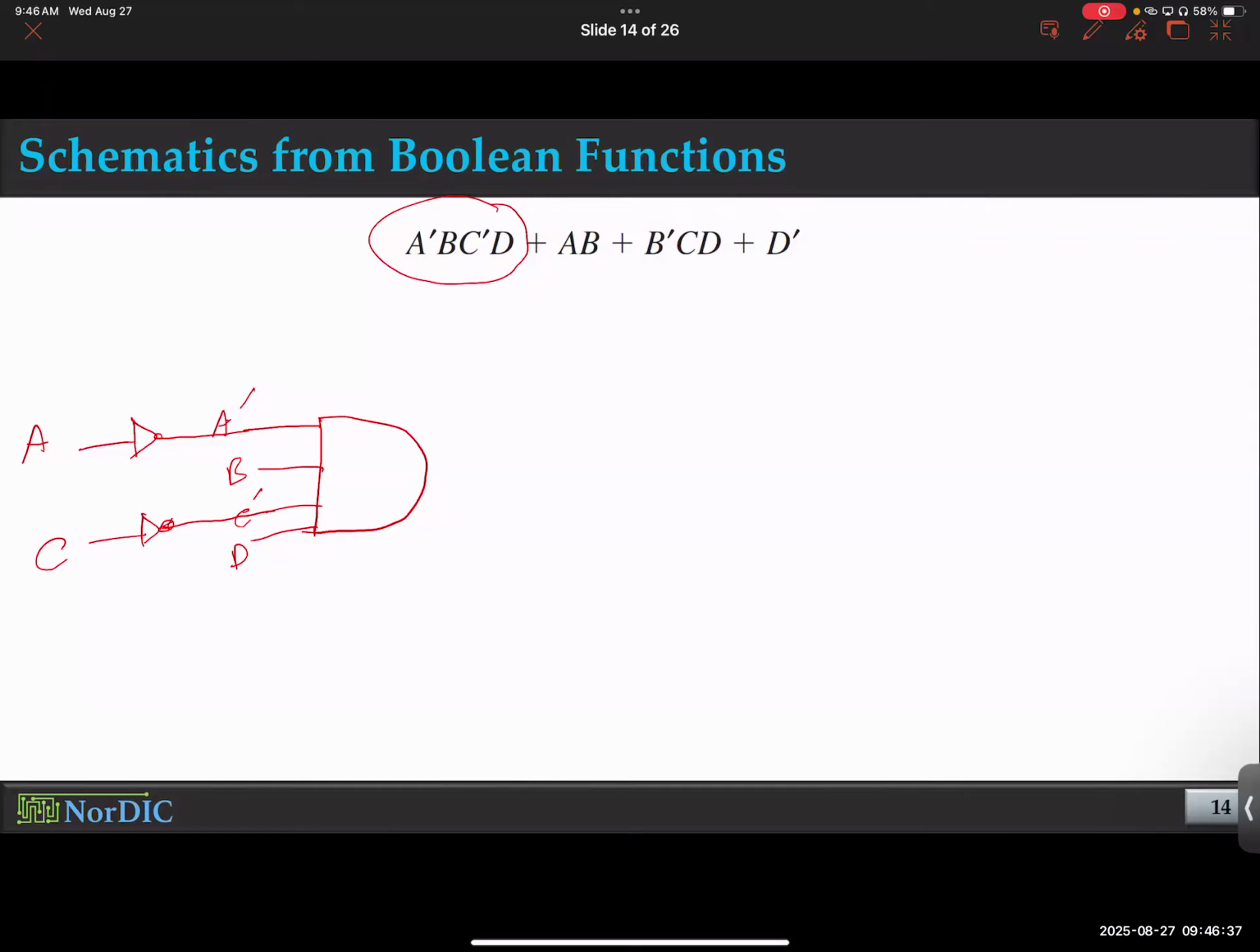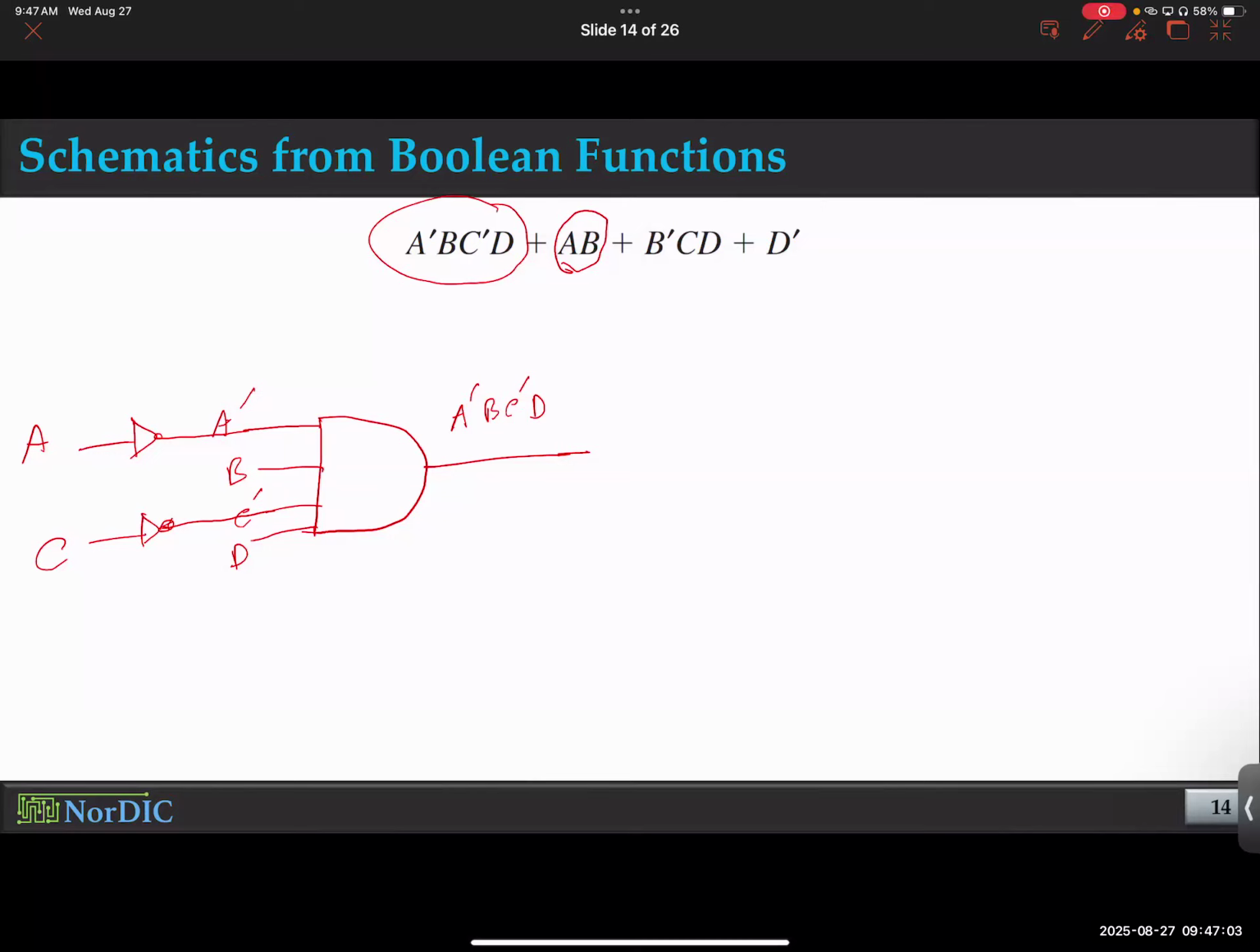Okay, that's why oftentimes in upper level textbooks, it will not be shown this way. It will be just C prime. We just take it for granted. Okay, now, so what do you get here? You get A prime, B, C prime, D. And then you need the next term as well, AB. It is easier to do it this way. Implement the product terms individually, and then you sum them together using an OR gate.